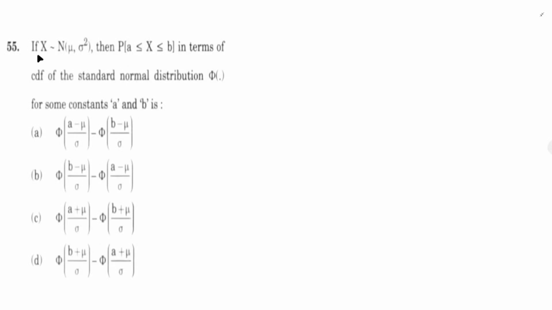Question number 55. If X follows normal distribution with mean mu and variance sigma square, then what is the probability that X lies between A and B? Now, this probability is asked in terms of the CDF of the standard normal distribution for some constants A and B. Now, let us take this expression.